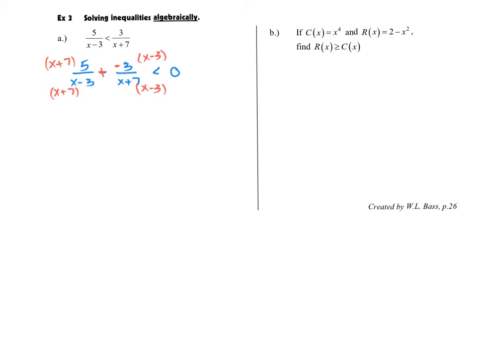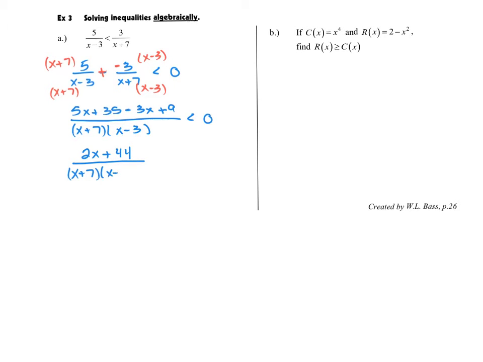Now I can continue pulling these together, so I'll have a 5x plus 35 and a minus 3x plus 9, and that's all over x plus 7 and x minus 3, and that's less than 0. Now continue cleaning this up. We'll have a 2x plus 44 all over x plus 7 and x minus 3, less than 0.